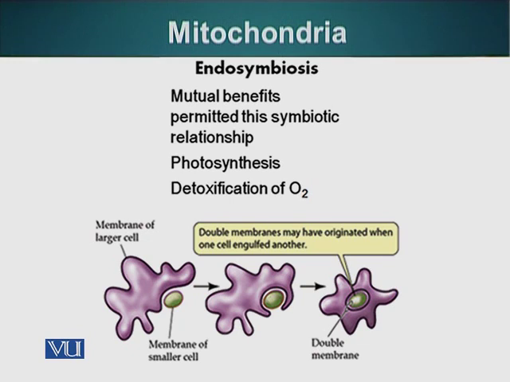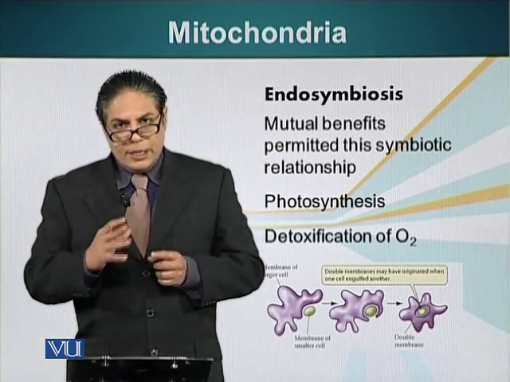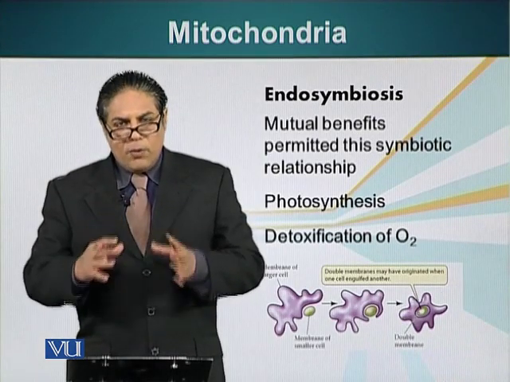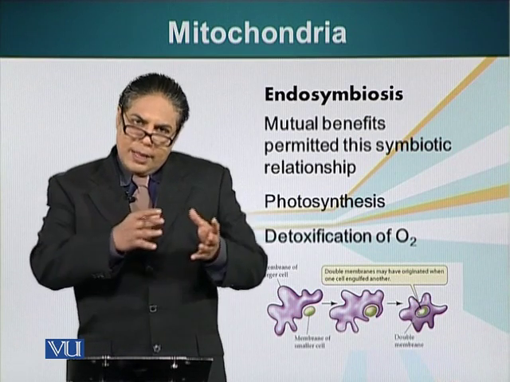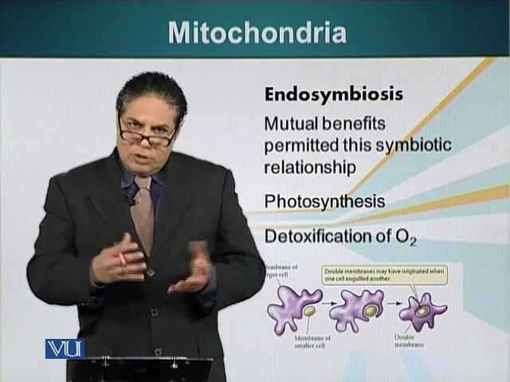Both cells gained advantage. The smaller cell, which became mitochondria, got the protection of the larger cell so that no other cells would eat it. The larger cell got a specific advantage because back then the Earth's atmosphere was changing. There was more oxygen present. Oxygen is a toxic molecule. Mitochondrial enzymes can neutralize oxygen, so that gave an advantage to the larger cell.